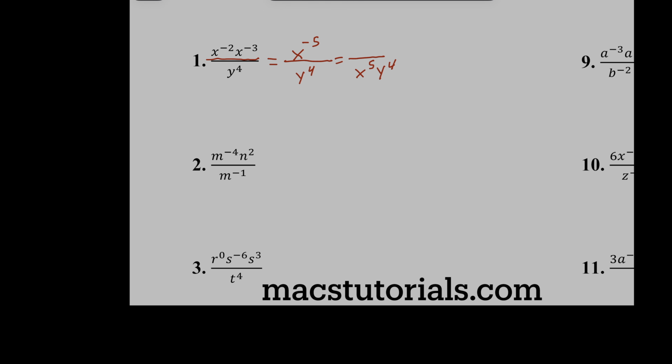Now, there's nothing left on top. Don't just leave it, okay? You have to put a placeholder on top. There always has to be a numerator, always. And if there's nothing there, you write a 1, okay? That's like your placeholder. And so this would be my final answer.